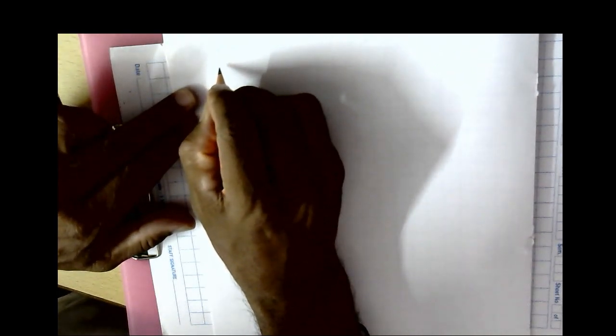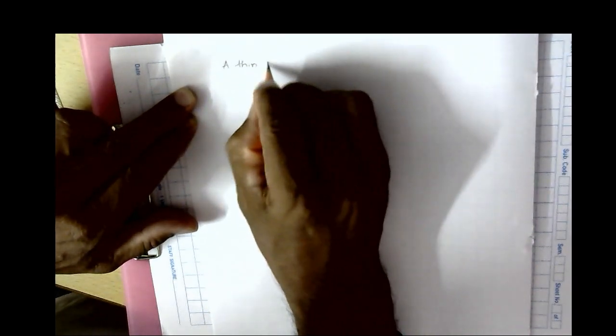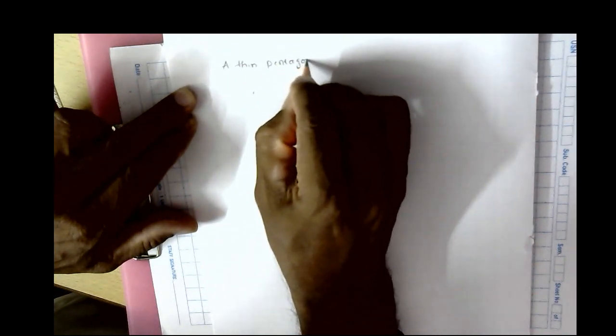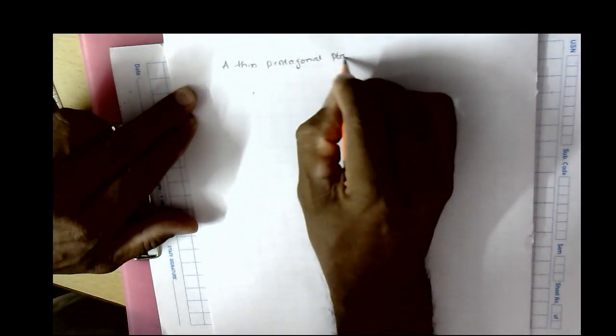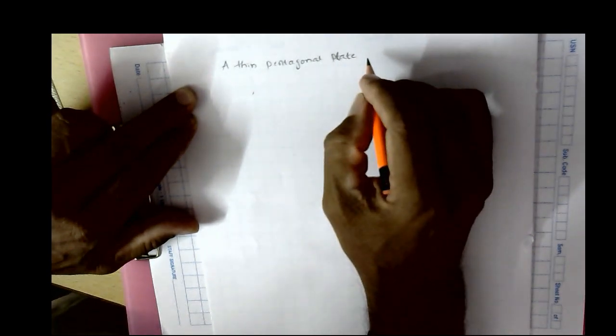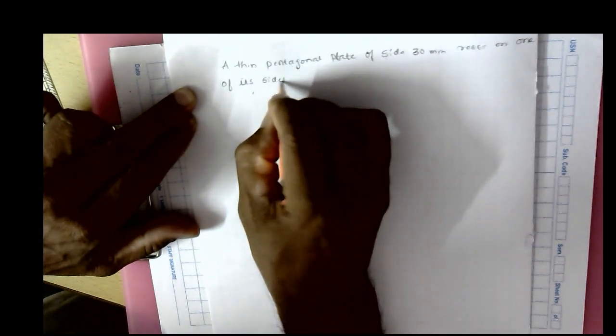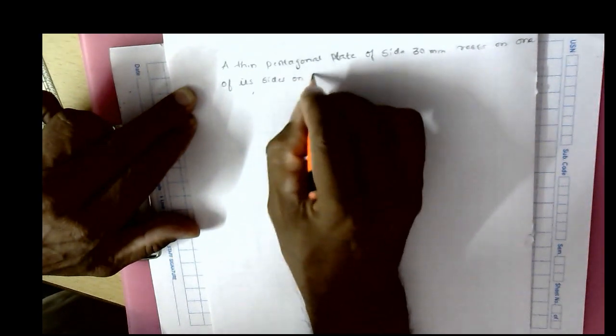So, projection of plane surfaces. We'll go for a first problem. So the first problem is: a thin pentagonal plate of side 30 mm rests on one of its sides on HP.